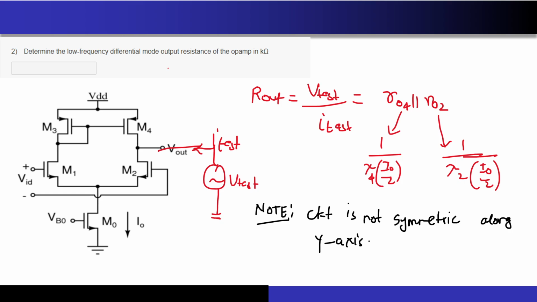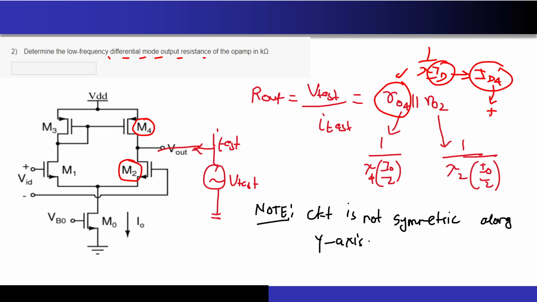So now they are asking us to calculate the output resistance. We already know what this is. It is nothing but RO4 parallel RO2. We have done this 100 times. Now how can you calculate RO4? It is nothing but 1 by lambda ID, correct? And what is ID? ID is the current that is flowing through MOSFET 4, and this is nothing but I0 by 2. Please remember this. The current flowing through this M4 is I0 by 2. So while doing the calculations, please use this value of current and do not use the value of I0 over here.